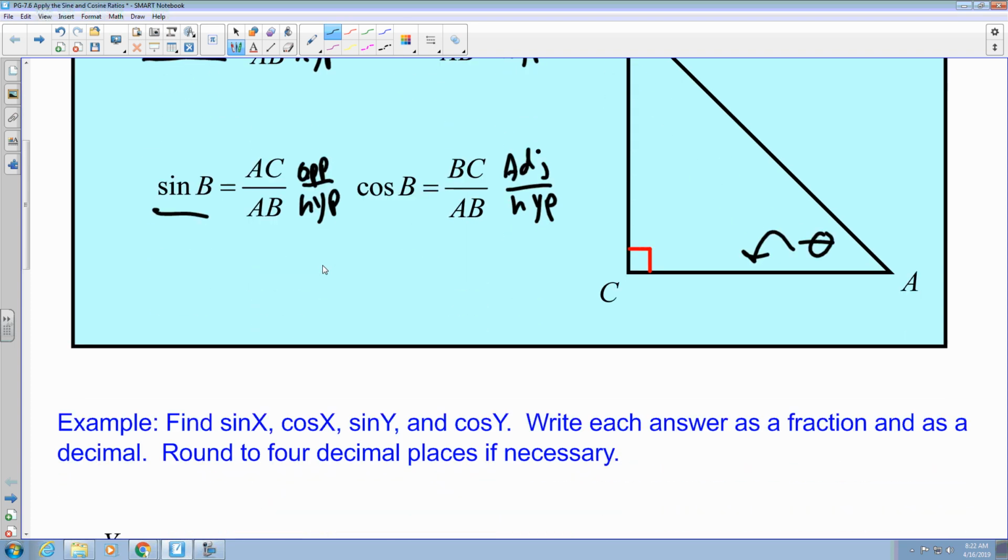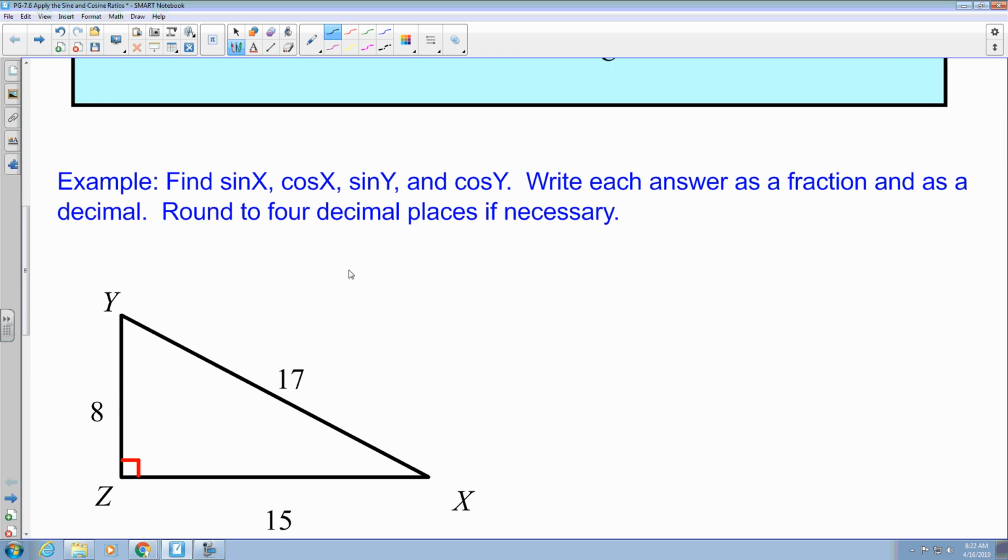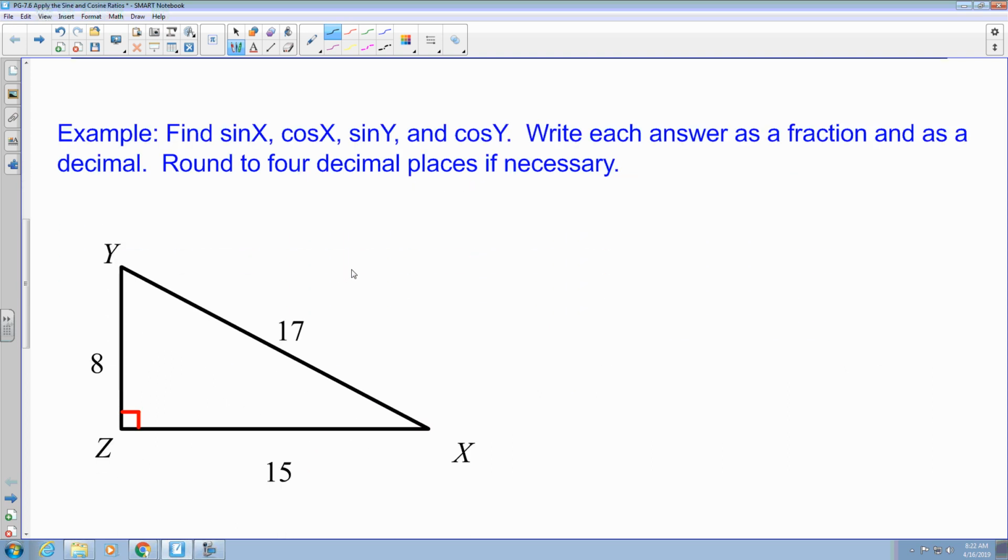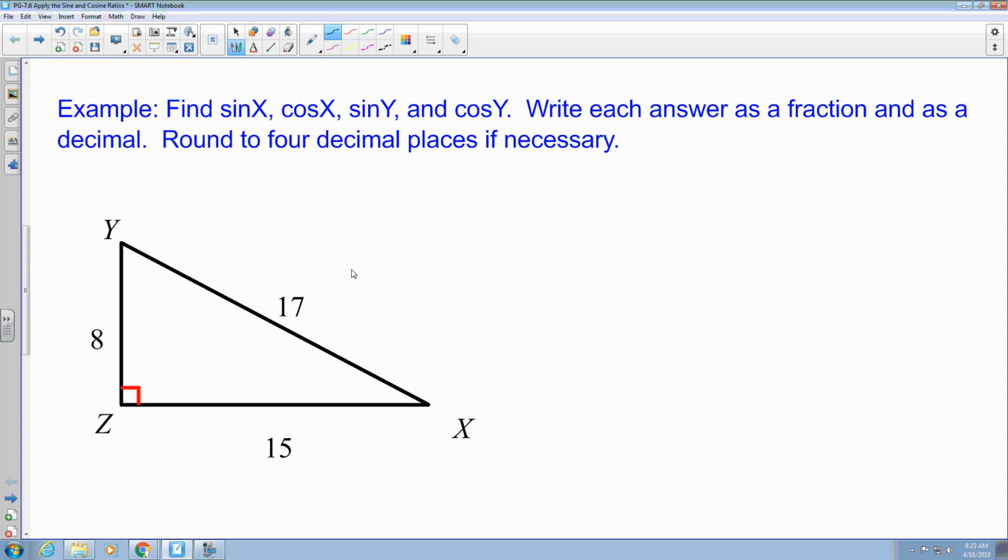So what they're asking us to do in these examples, first off, is find the ratios of sine x, cosine x, sine y, and cosine y. It's asking us to write each answer as a fraction and as a decimal, rounding to 4 decimal places if necessary. So let's look at both sine values, the sine of x and the sine of y.